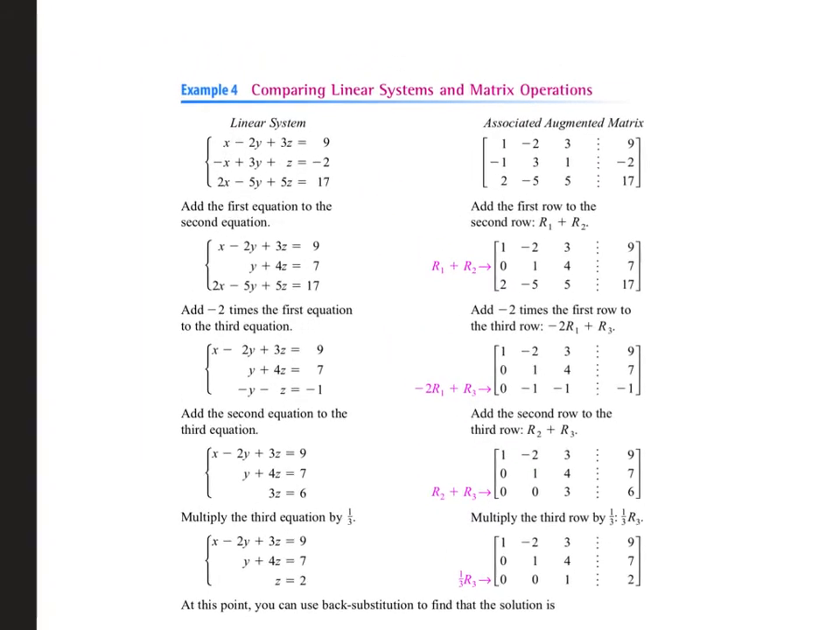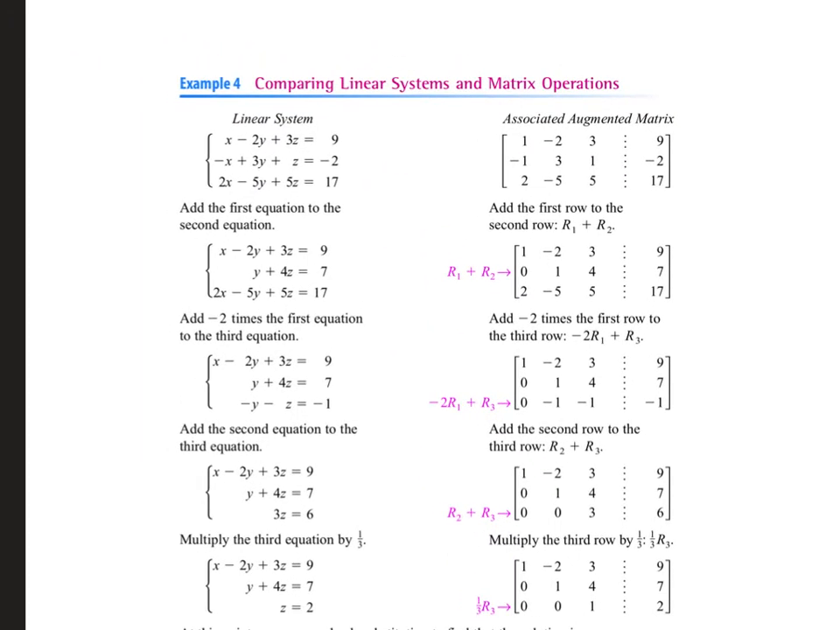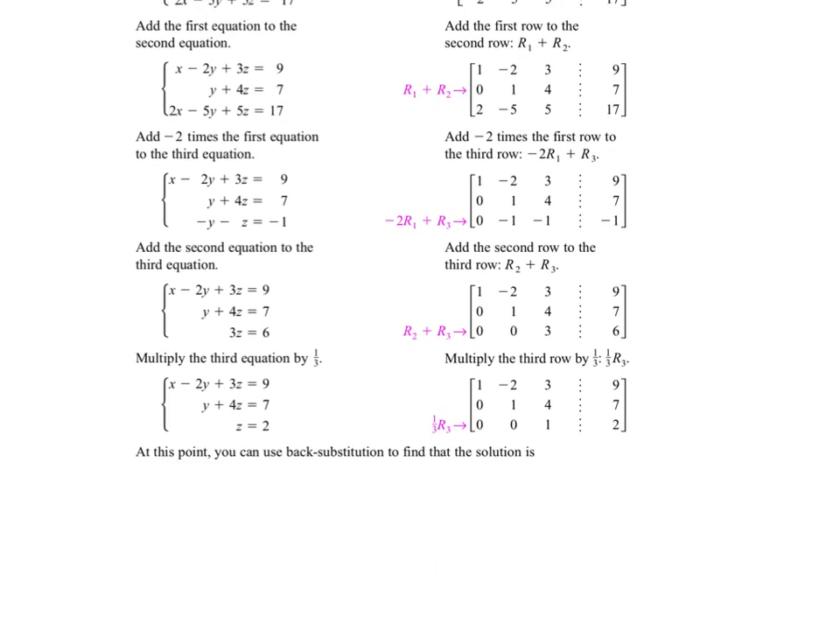All right, in example 4, it's actually all worked out for us. On the left side is our linear system, how we would solve it like we did in 7.3. The right side is our augmented matrix version of it. This just takes our linear system and puts it into augmented matrix form, and then it performs the same operations on the left side as it does on the right side. So it's already all worked out for us.